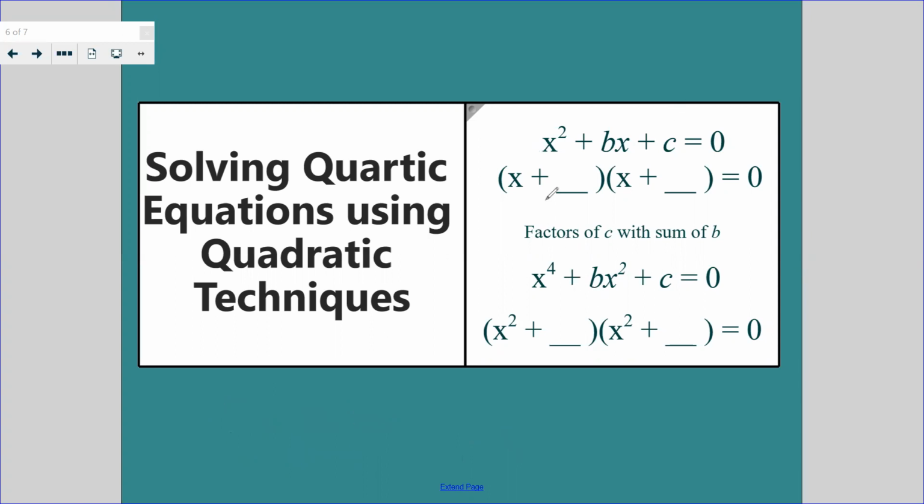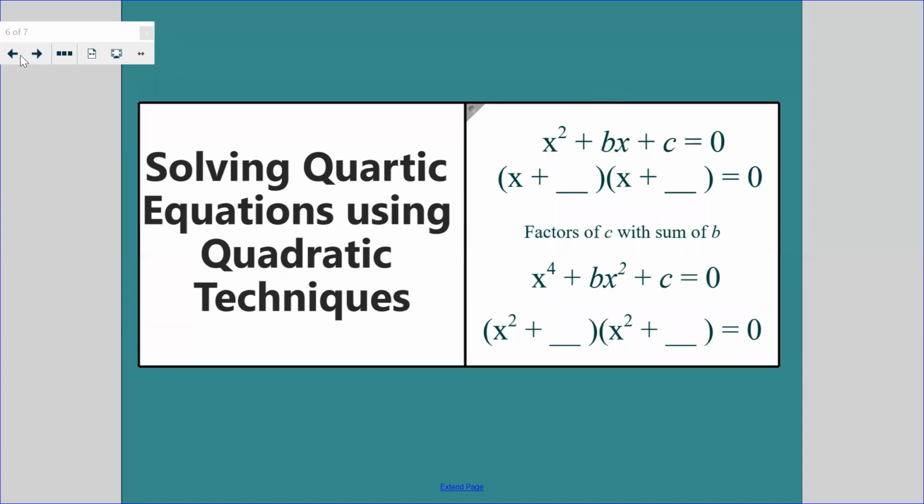But the only difference is now it's not x and x. Our powers just went up. Now it's x squared and x squared. Well, that should make sense because x squared times x squared, we add the exponents. That gets me to this x to the 4th. So we're using these quadratic techniques, meaning we're going to factor it just like we factored before. The only difference is our exponents are a little different because they started off different. That's really the only difference in what we're doing.